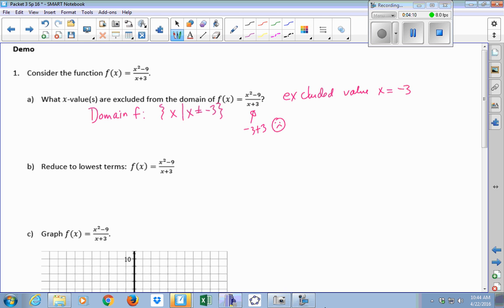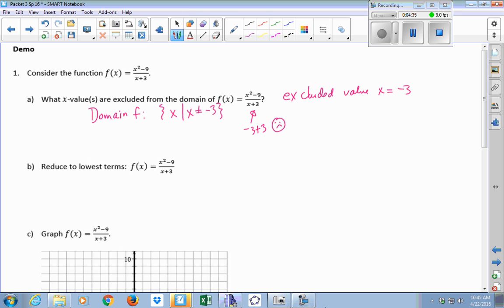Okay. So that might lead you to think that you automatically go to your graph and put a vertical line straight down through x equals negative 3, because that's what we were talking about on Wednesday. But there's a little situation that makes that different, and we're going to examine that right now.